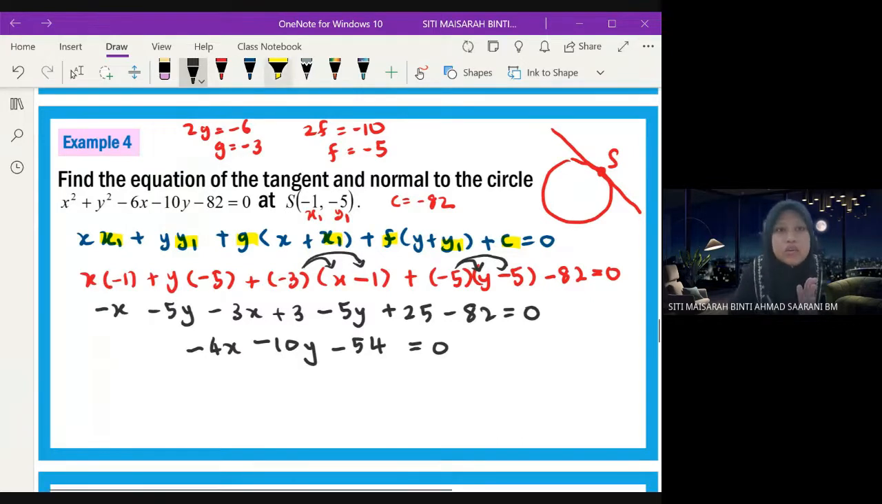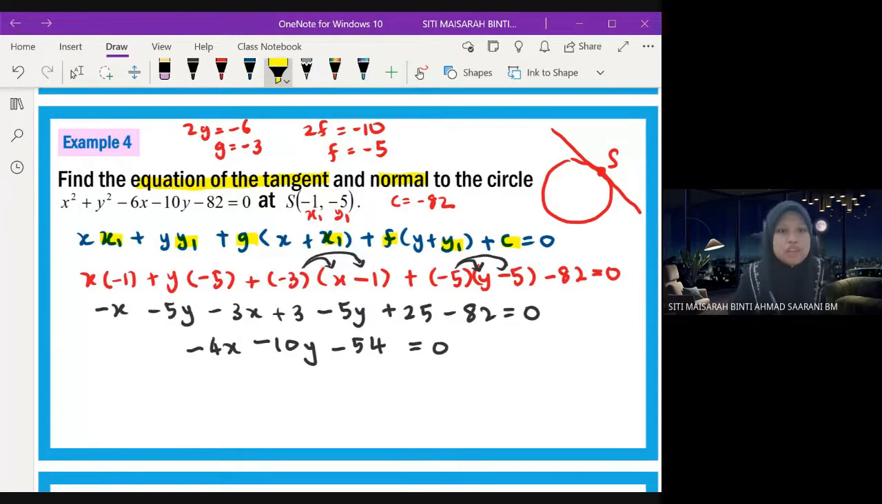Soalan dia nak equation of tangent dan juga equation of normal. So jadi kita kalau nak cari equation of normal, kita perlukan M normal. M normal is negative 1 over M tangent. So jadi kalau nak tahu M tangent, kita kena buat Y in term of X. Daripada this equation, awak buat Y in term of X lah.